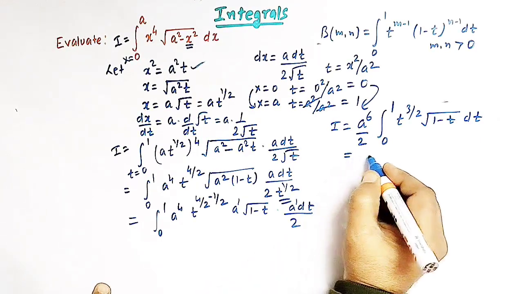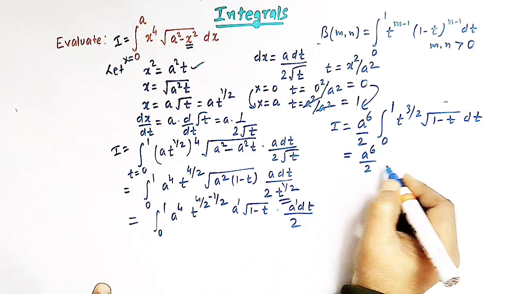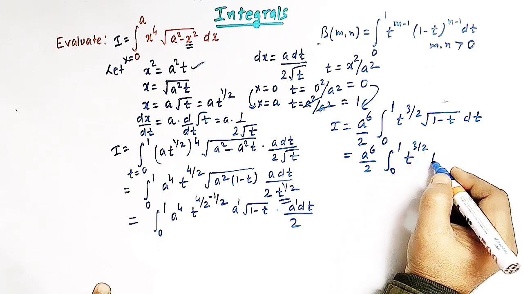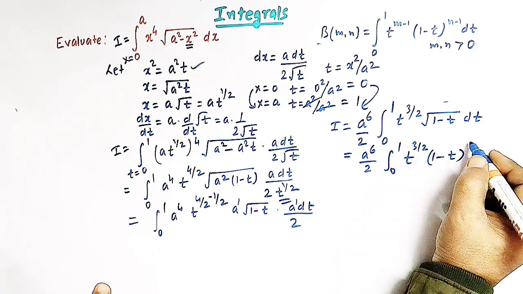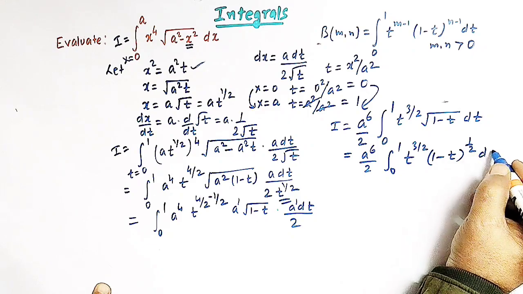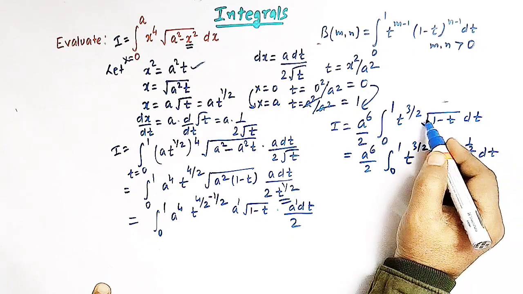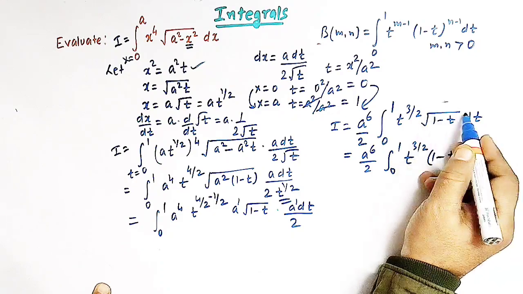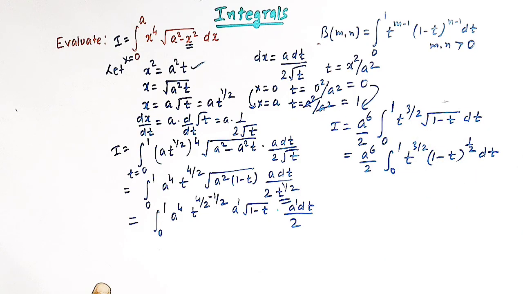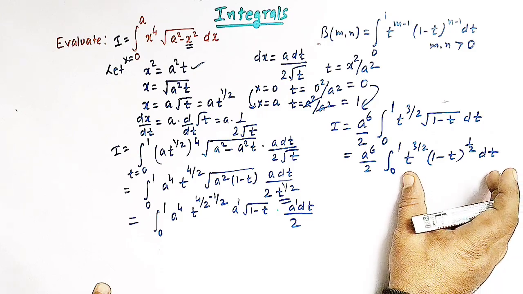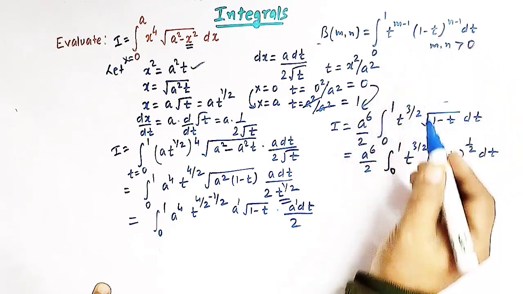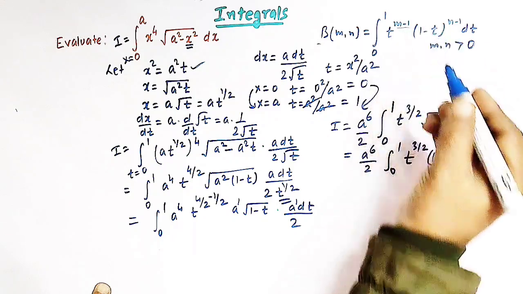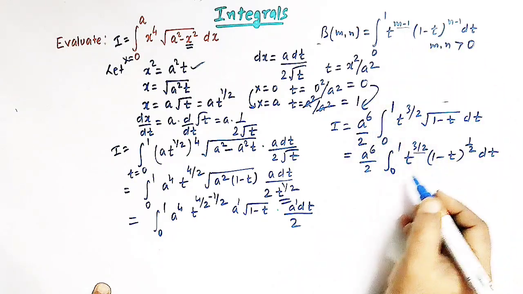So now we can write a raised to 6 over 2, integral from 0 to 1, t raised to 3 by 2, and (1 minus t) raised to half, and here we have dt. So we can write here 1 over 2 for this radical sign, that is the square root. Now if we compare this integral with this one, we have 0 to 1, and here we have t raised to m minus 1. Here we have t raised to 3 by 2.